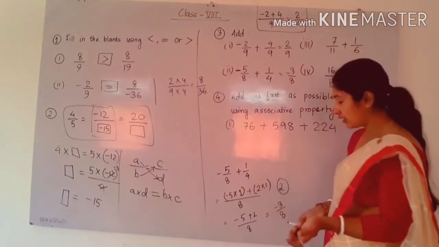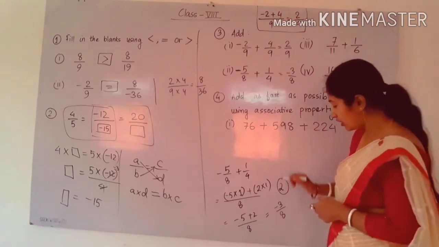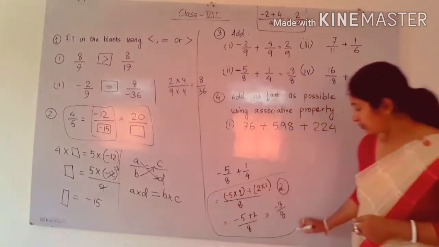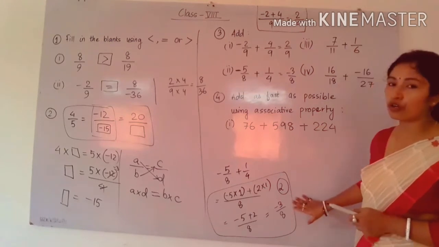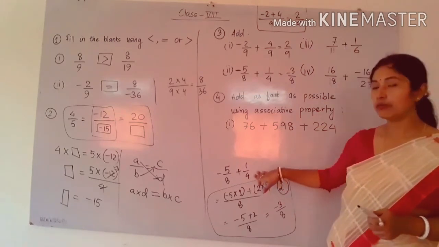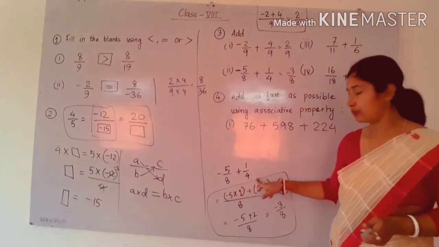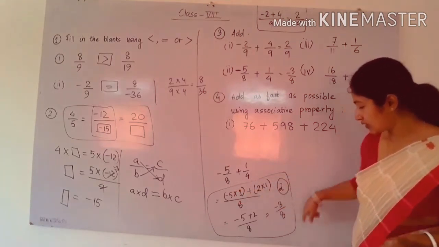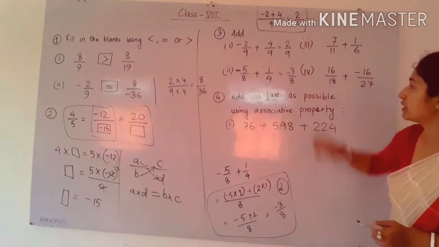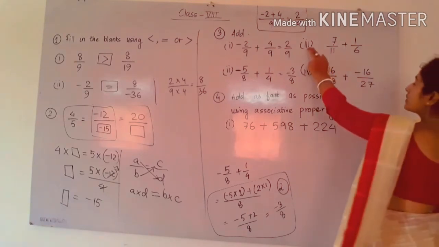That will be the second process, but it is better to do it this way, because that will be very lengthy; if the number is bigger, then there will be a problem. So try to do it like this. So the answer is what? -3/2. So next is number 3.